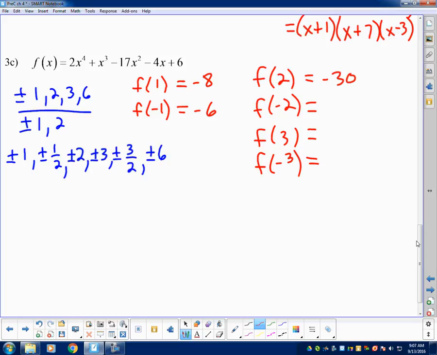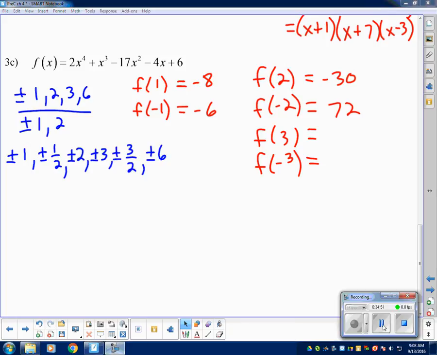F of negative 2 here. What do we get? 72. Is it going to be a half? Wait, it's 6, remember? Okay. F of 3. What's F of 3? Can we use our calculator? Yes, you can use your calculator.